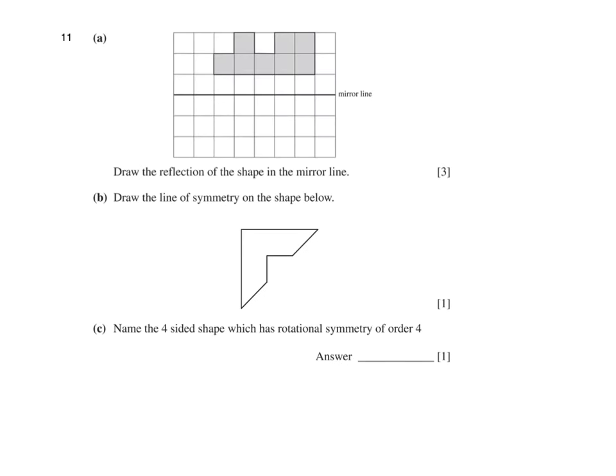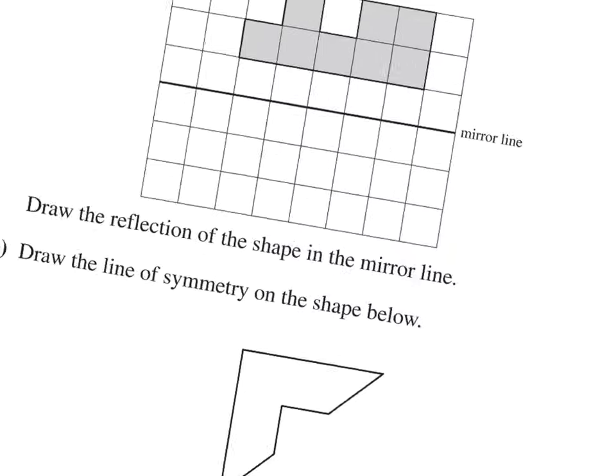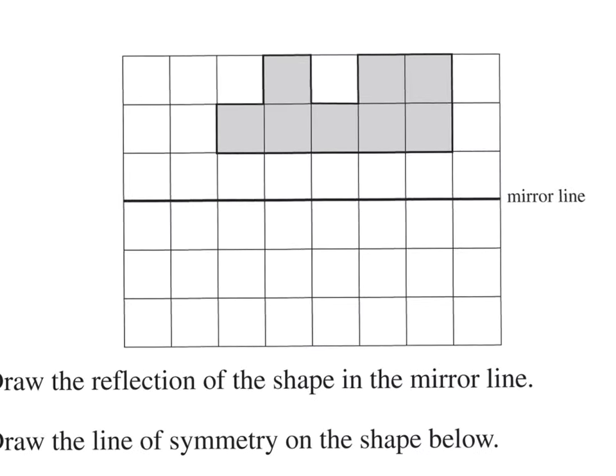Moving on to the next slide. Again, another simple reflection. And again, just take your time with this. Count your squares from each corner and out the other side. I'll zoom in slightly here to make this a little bit easier to do. So from this corner, it's 1 square to the mirror line, 1 square out the other side. This corner, 1 square to the mirror line, and 1 square out the other side.